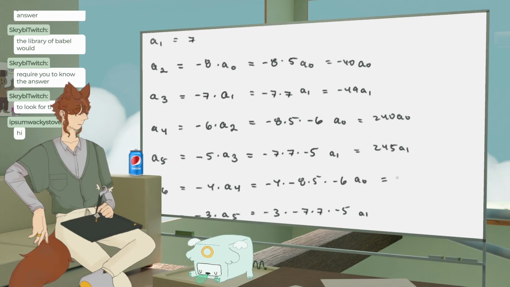Look at... Hi, how's it going? Ipsum Wacky Stove. Good name. Sorry, this is like the most calculation-y this has been.